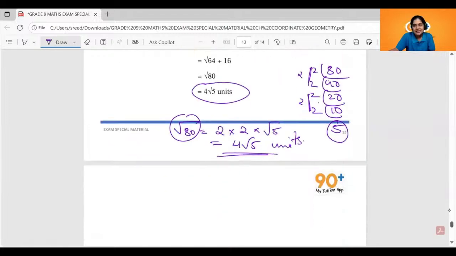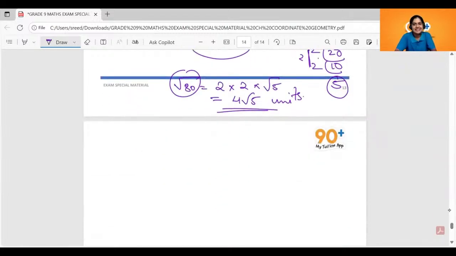So yes, we have completed the exam special material discussion on the topic coordinate geometry.